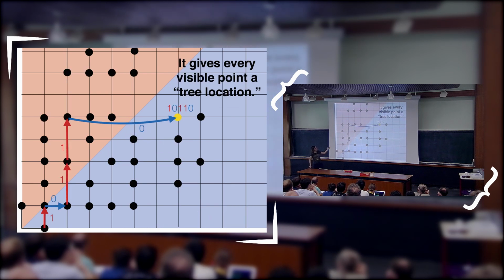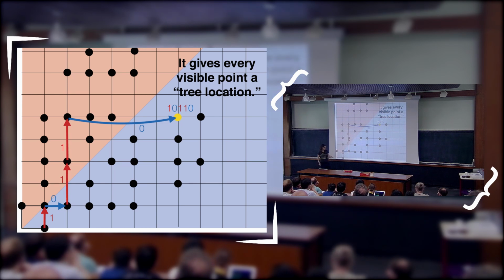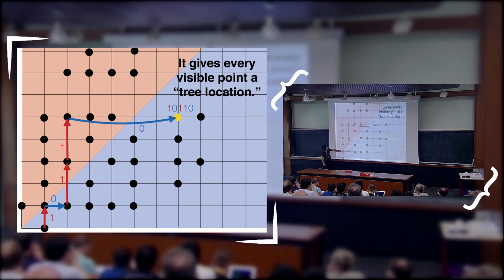It also gives every visible point a tree location. So if you pick your favorite point, maybe that yellow point up there, you can figure out how you got there with your shears. If we assume we started everything at (1, 0), then to get there, we did shear 1 from the red sector, shear 0, 1, 1, and 0. So it gives it this unique tree location, 1, 0, 1, 1, 0. And we'll use that a lot.